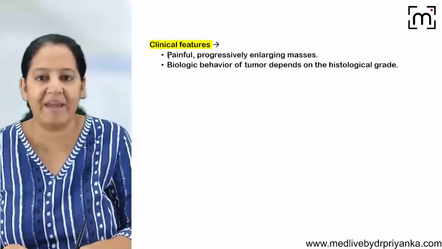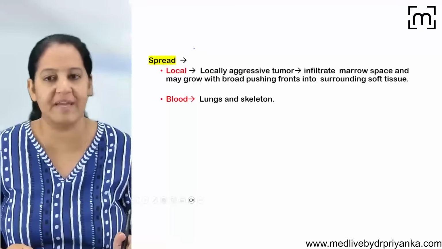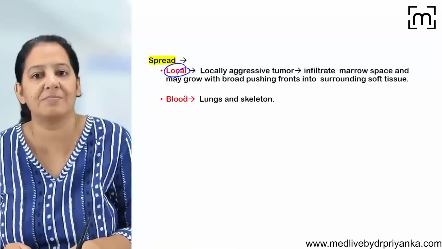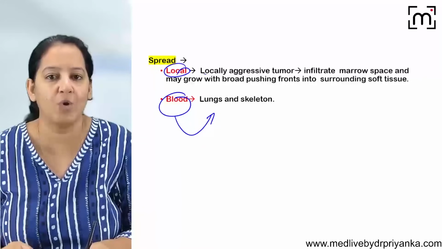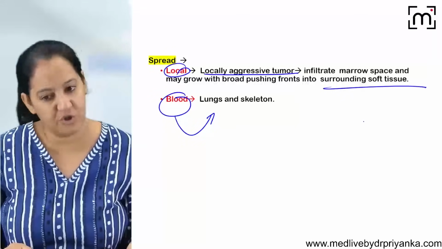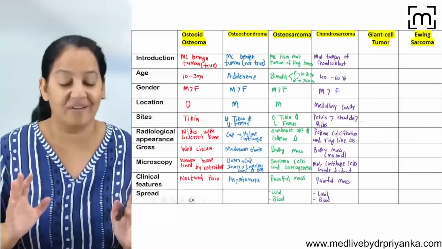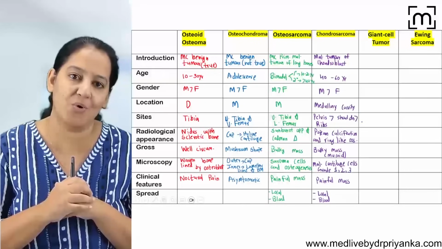Clinical feature, again, it's a painful, progressive, enlarging mass. The same like osteosarcoma, chondrosarcoma is same, and spread is also same. The local spread and blood spread. Blood spread most commonly occurs to the lung, and locally it's very aggressive in nature, and it spreads to the soft tissue very frequently. So we are done with the 4th also, that is chondrosarcoma. Now we are left with 2.